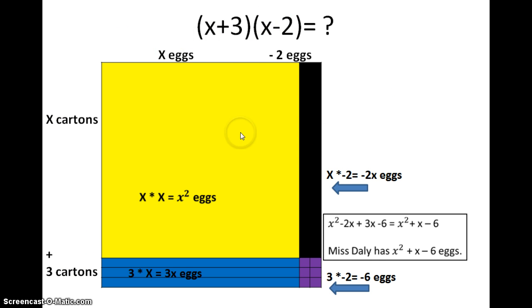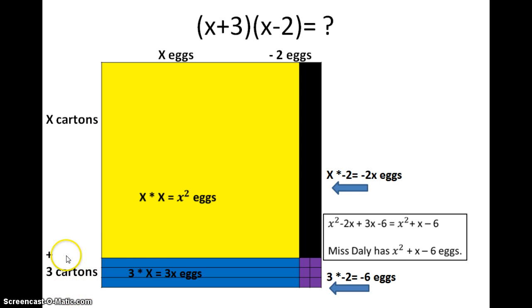So let's multiply this out. We have an unknown amount of cartons, x cartons, times our unknown amount of eggs, x eggs. So we have x times x equals x squared eggs. Next, we'll multiply that unknown number of cartons, and in each of those we're missing 2 eggs. So we'll say x cartons times negative 2 eggs. As you can see here, we have minus 2x eggs.